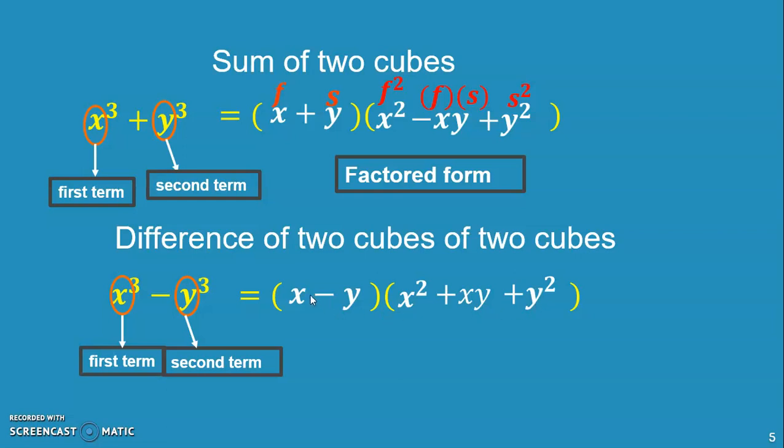So, remember, ang factored form ng difference of two cubes is the difference of first and second term. Then, second factor, the square of the first term plus the product of the first and second plus the square of the second term. So, ito ngayon ang factored form natin. So, we will have an example.